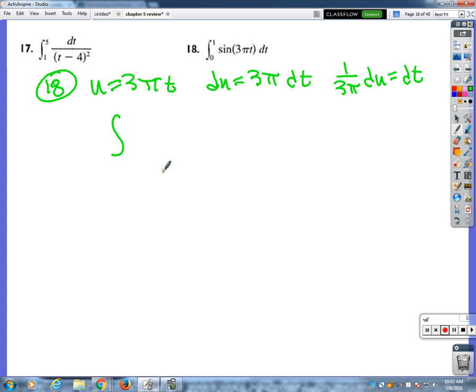So sine of 3 pi t becomes sine of u, right? And then dt becomes 1 over 3 pi du. And then 0 becomes, and 1 becomes, yep. Okay, antiderivative of sine is? Negative cosine. Awesome.